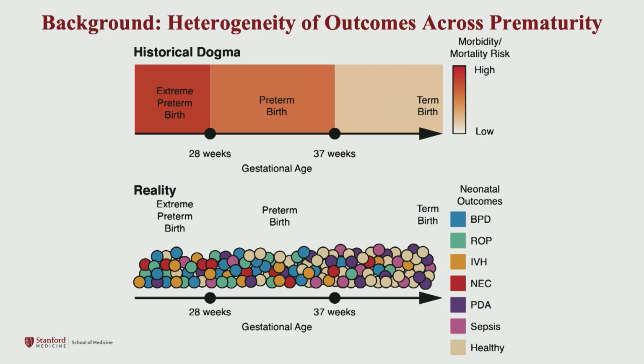So we know that historically we've categorized preterm birth into preterm, extreme preterm, and term birth in these broad gestational age-based categorizations. But even within those categories, two individuals of very similar gestational ages can have a huge heterogeneity in outcomes, and this is shown schematically here. So what we want to do is understand the risk on a more granular scale and find data-driven ways to do that.